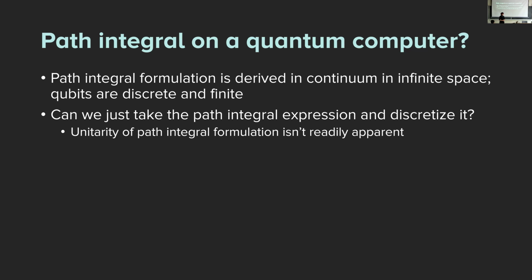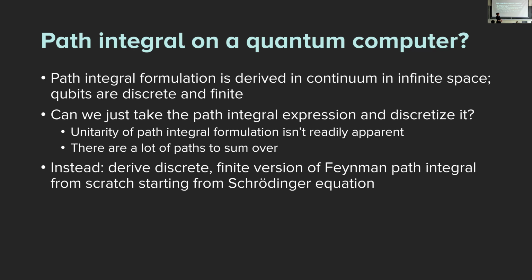So if you're just discretizing the continuous path integral expression, it's not immediately clear that you end up with something that is unitary. And there are also a lot of paths to sum over. It's exponential in the number of time steps that you take. So what we did instead was that we started from scratch, from the Schrödinger equation on this discrete qubit space, and then we derived a discrete version of the Feynman path integral from that.